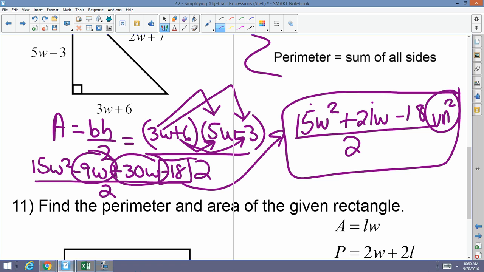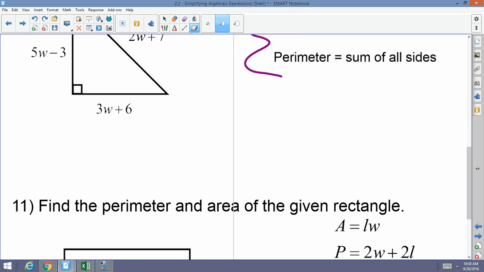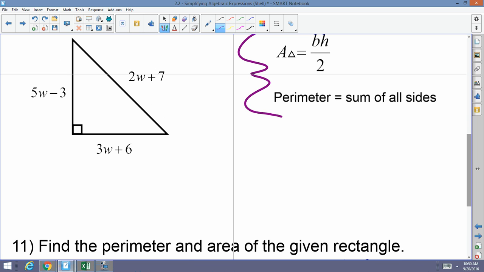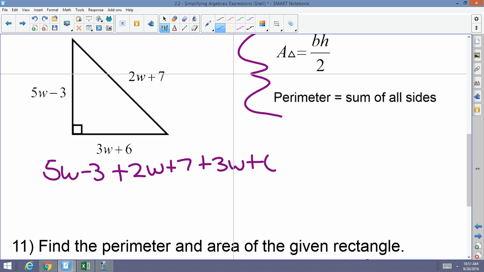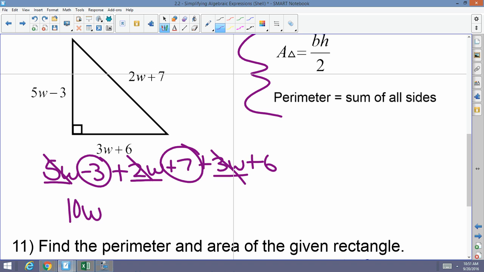Now, perimeter. Perimeter is all these sides added up. It's just the way it goes. So the perimeter would be 5w minus 3 plus 2w plus 7 plus 3w plus 6. So 5w plus 2w plus 3w will equal 10w. Beautiful job, gentlemen. I'm very proud of you. Negative 3 plus 7 plus 6 is 10.